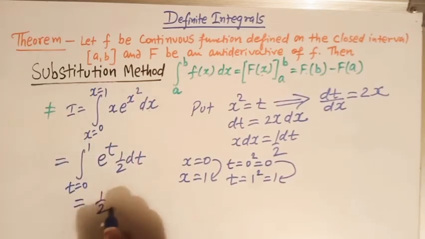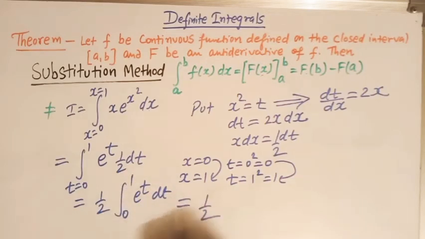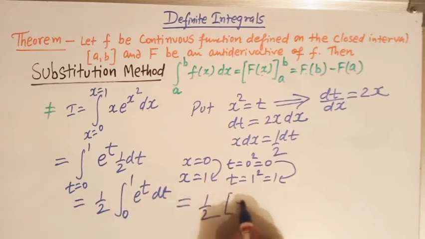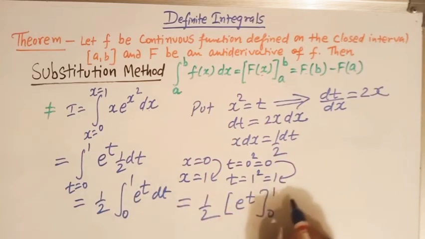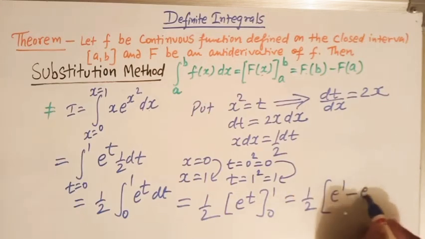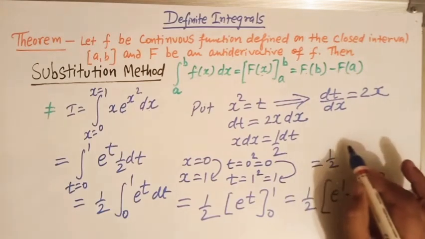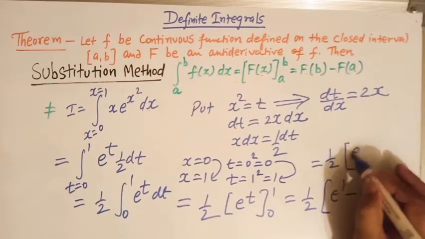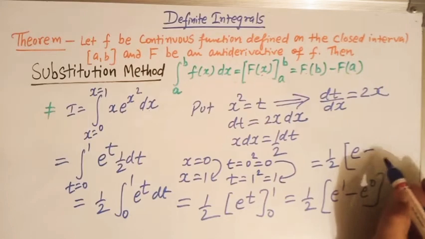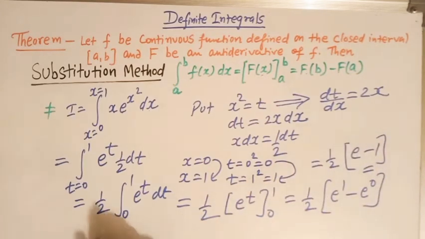So we can write it as half integral from 0 to 1 of e raised to t dt. Now the integral of e raised to t is e raised to t, with limits 0 to 1. So this is half times e raised to 1 minus e raised to 0. For e raised to 1 we have e, and for e raised to 0 we have 1. So this is the required value of this integral.